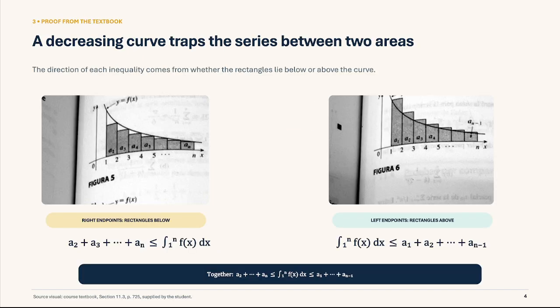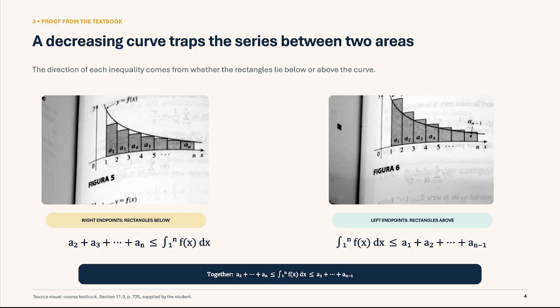The slide shows the central idea of the proof from our textbook. Because f is decreasing, the height of the curve becomes smaller as x increases. In the first figure, the rectangles use right endpoints. Each rectangle lies below the curve. Therefore, the combined area of these rectangles is less than or equal to the area under the curve. This gives the first inequality: a 2 plus a 3, continuing through a sub n, is less than or equal to the integral from 1 to n of f of x.